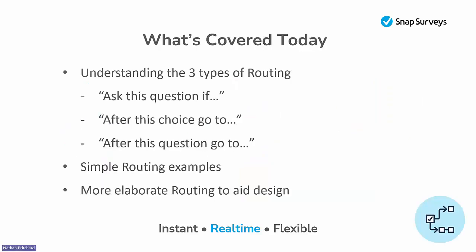We'll begin by looking at the three types of routing available in Snap XMP online, discussing when one might be used over the other. We'll look at adding some simple routing to an existing questionnaire before moving on to some more elaborate examples which will hopefully give you some ideas for how your questionnaires and forms might be designed.